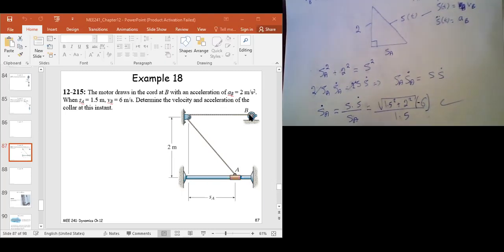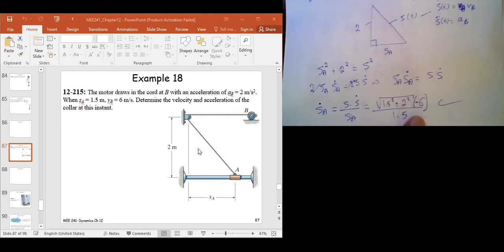and not positive. Why? Because if the velocity of B is positive, it means that this length here is basically reducing, right? And therefore it must be negative. So S prime is actually negative.